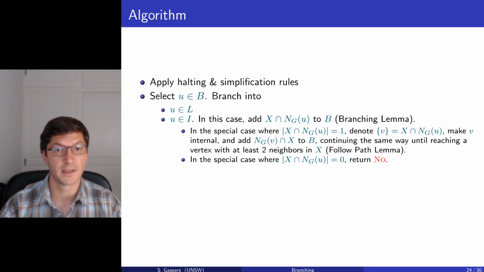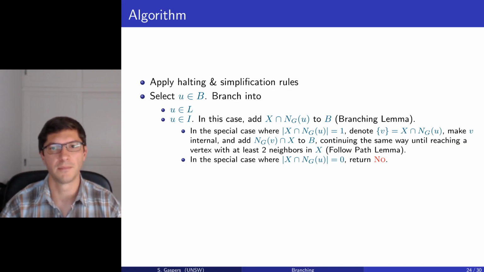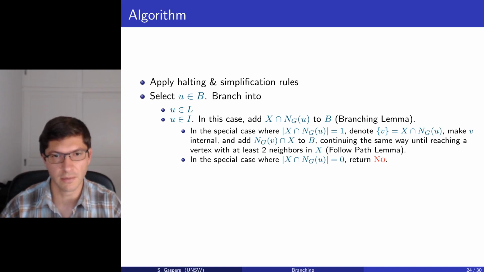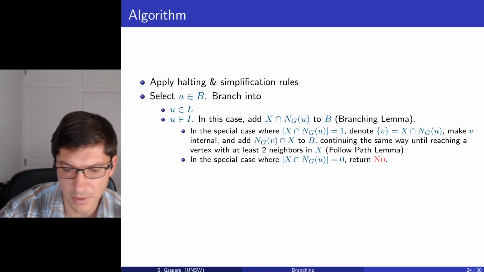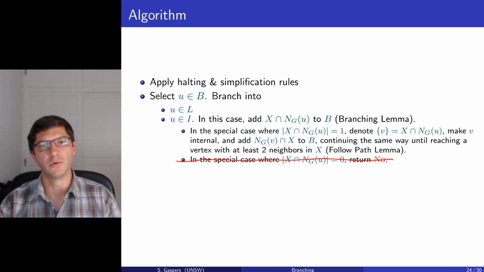In the special case where it has one external neighbor, then we also make this external neighbor internal, and then we recursively do this according to the follow path lemma until we reach a vertex that has at least 2 external neighbors. In the special case where a vertex has no external neighbor, this says that we return no, but actually we don't even need this part of the algorithm because we had a simplification rule for this. So we moved it into L.